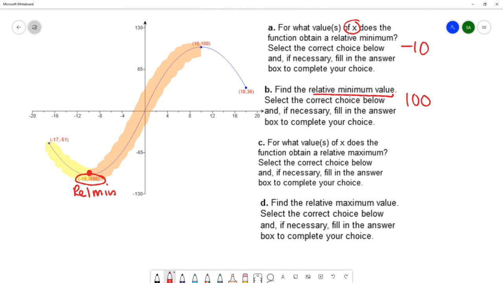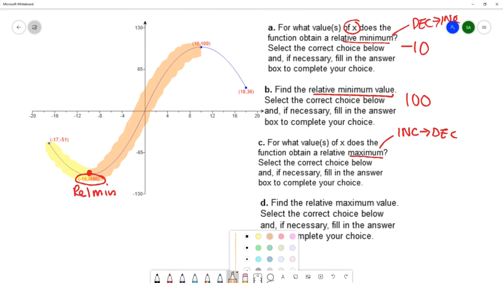So the next part is asking the same type of question, but now looking for a relative maximum. With a relative maximum, we're looking for a change from increasing to decreasing. For the relative minimum, we were looking for the change from decreasing to increasing. So you can see here, if I continue tracing the graph, we have a change from increasing to decreasing that occurs at this value right here. And so that is a relative max.